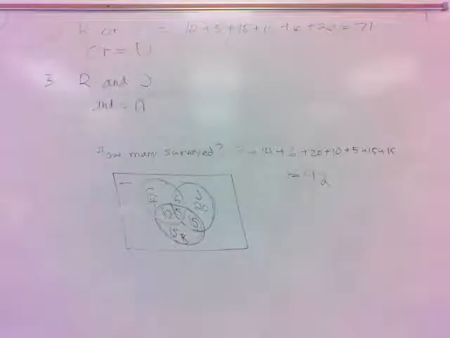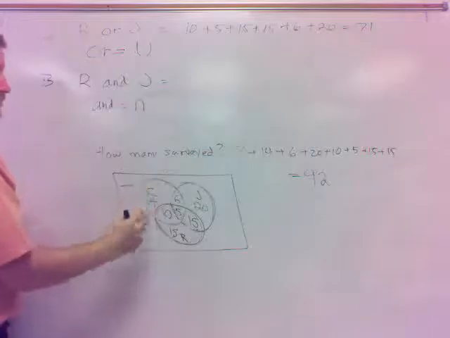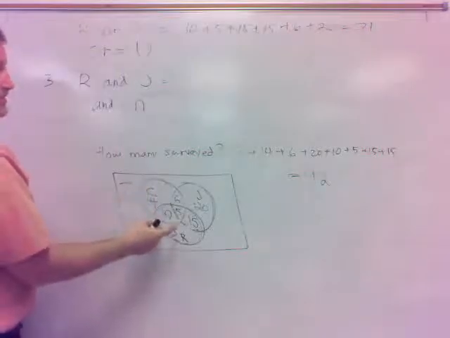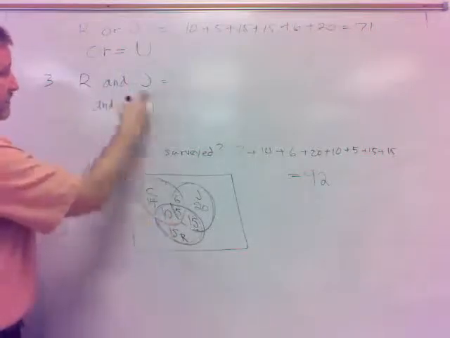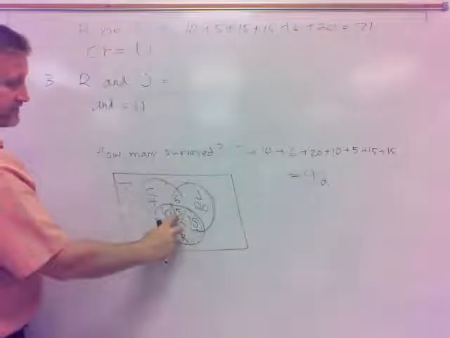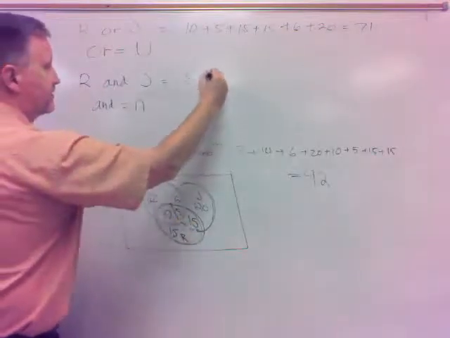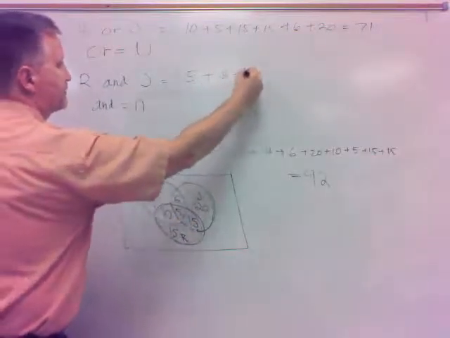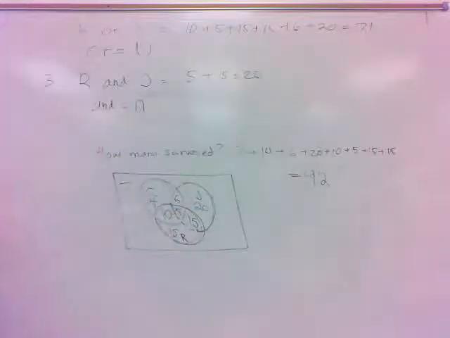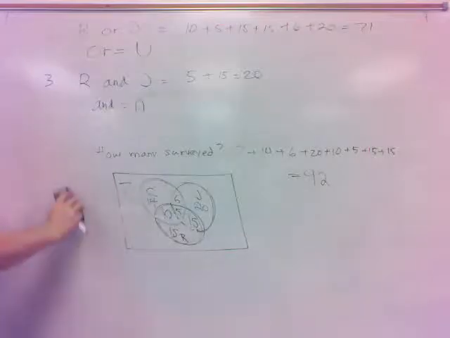So I want to look at the intersection of rock and jazz. The intersection is just where they overlap. So I only want to add up the ones where they overlap. So which ones is that? The overlap of the rock and the jazz circle. Well, that's this 5 and that 15, isn't it? It's just 5 and 15 in that case. Which is 20. Is everybody okay on that?